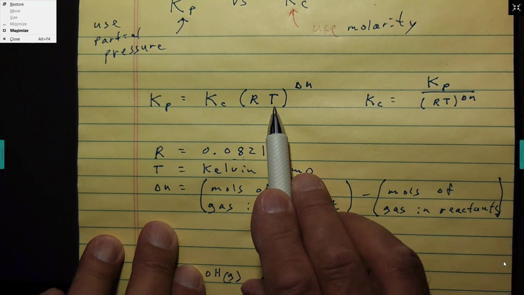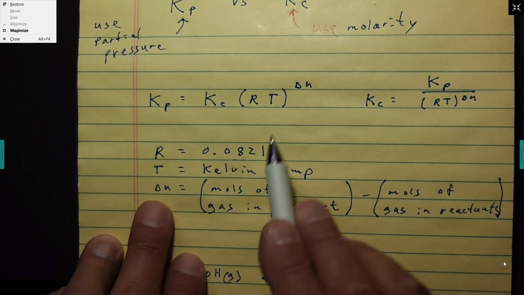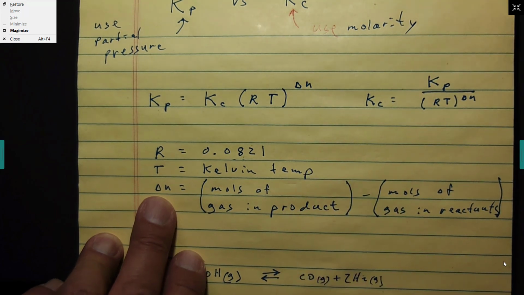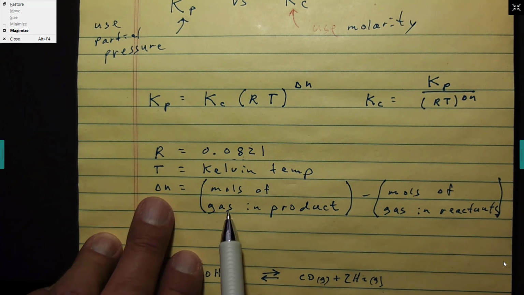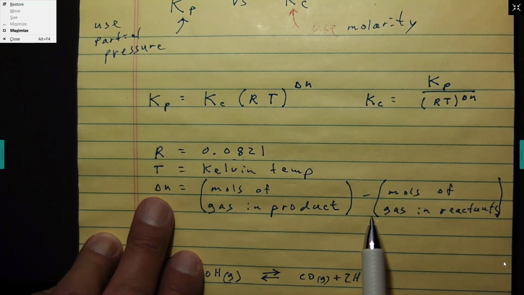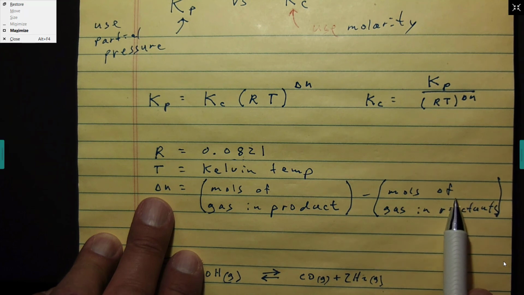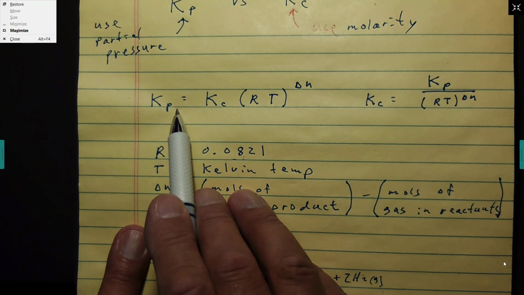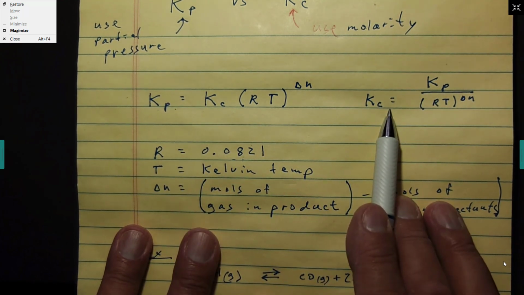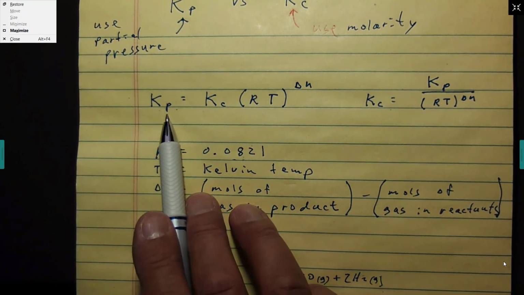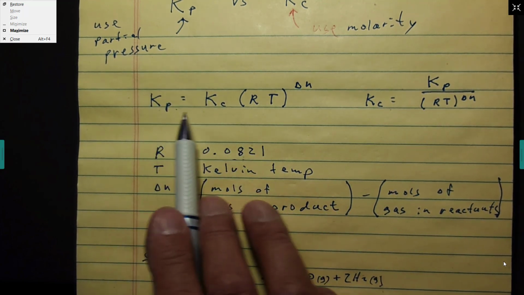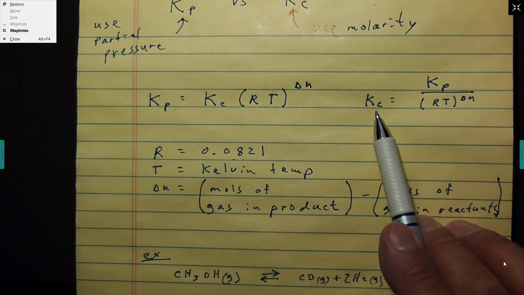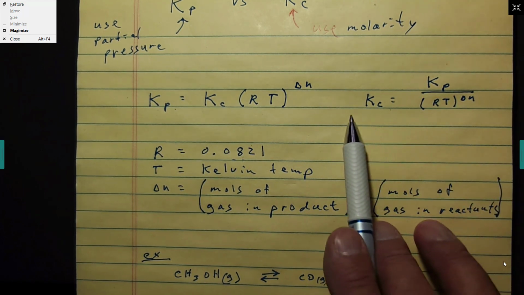T is the temperature given in Kelvin. Delta N is the change in the moles of gas between the products and the reactants. So it's going to be moles of gas in the products minus moles of gas in the reactants. Quick example here. Oh, by the way, this equation is the same as this one, just rearranged. If you're looking for Kp, you want this equation. If you're looking for Kc, then you want this equation.